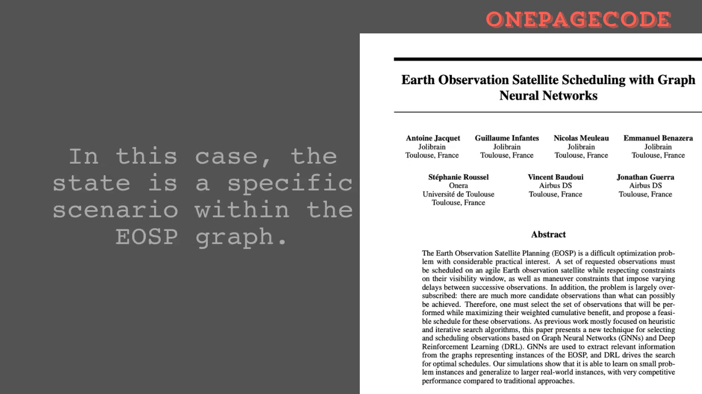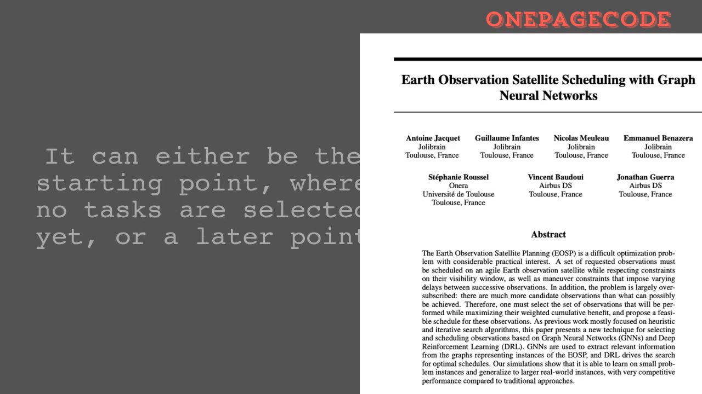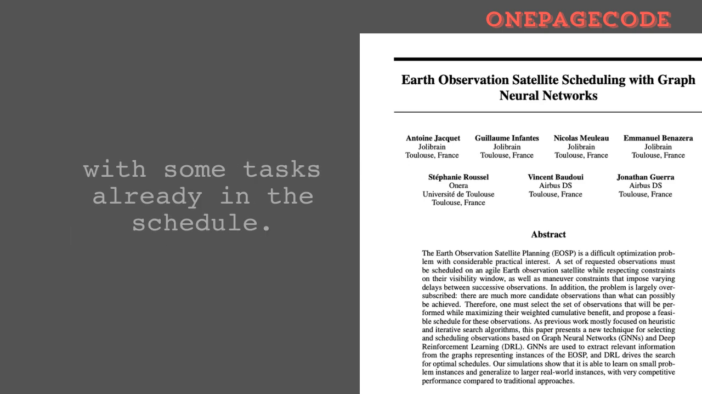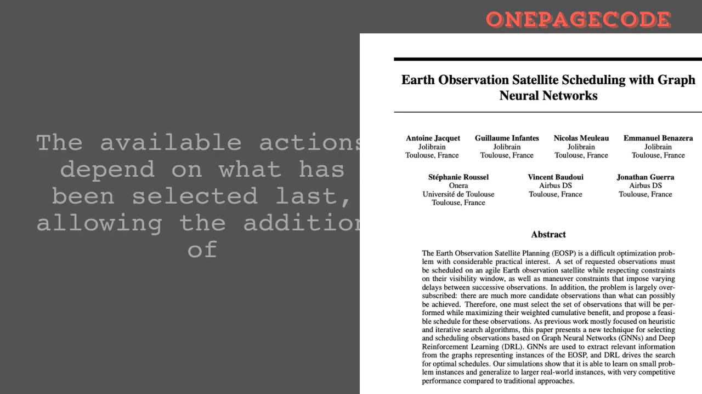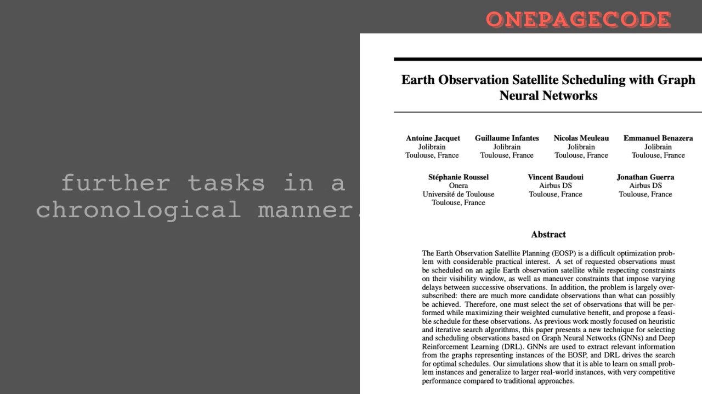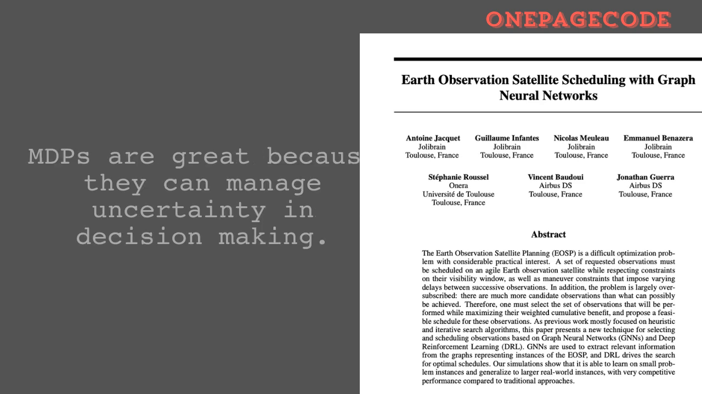In this case, the state is a specific scenario within the EOSP graph. It can either be the starting point, where no tasks are selected yet, or a later point with some tasks already in the schedule. The available actions depend on what has been selected last, allowing the addition of further tasks in a chronological manner. MDPs are great because they can manage uncertainty in decision-making.